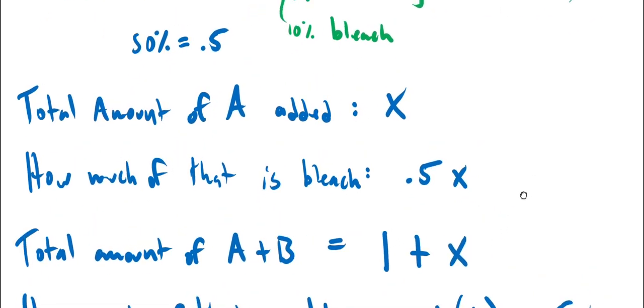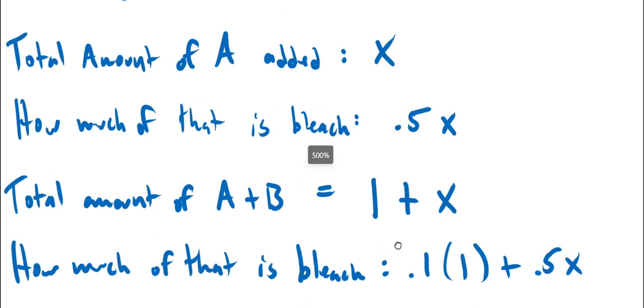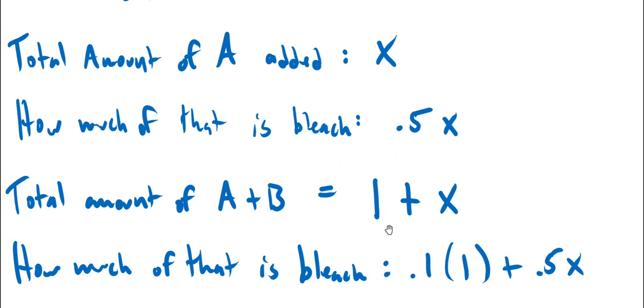Now, how much stuff do we have, right? Visualize this. You've just added some amount of A into B. How much total do you now have? What is the total amount of solution A plus your liter of solution B? Well, you have 1 liter of solution B, and you're adding X liters of solution A to that. So in total, you're going to have 1 plus X in volume.